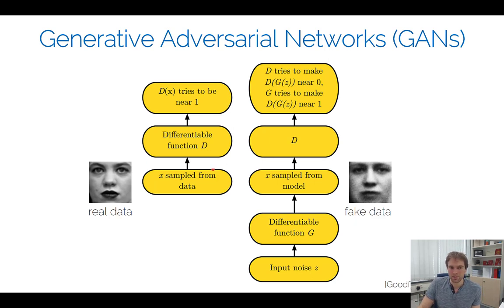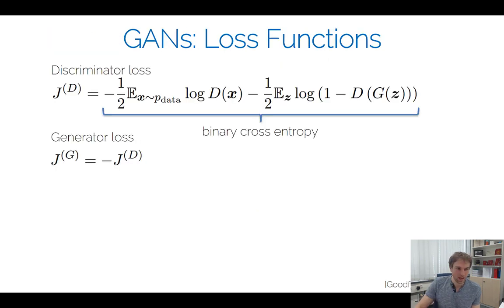And these two things run in parallel, right? So I'm going to feed in real images, training the discriminator, and I'm going to feed in random noise variables to train both discriminator and generator at the same time. Now, if you're looking at the loss functions, we have here a discriminator loss and a generator loss.